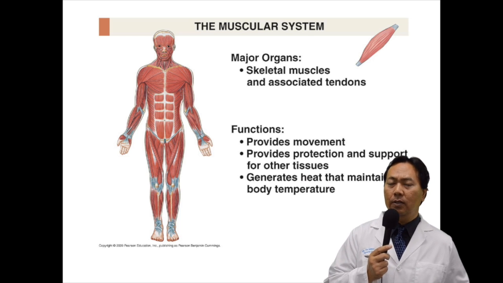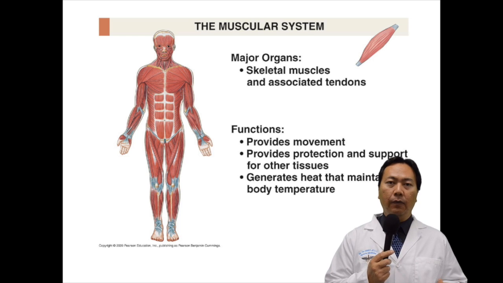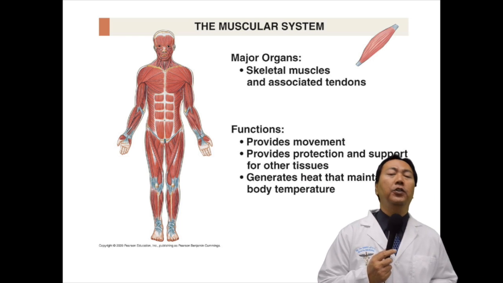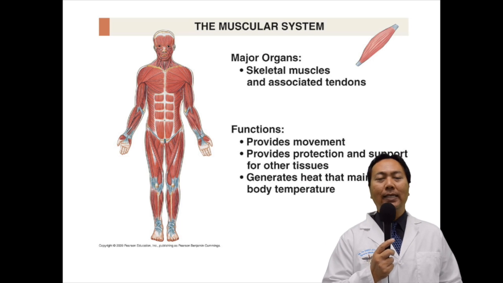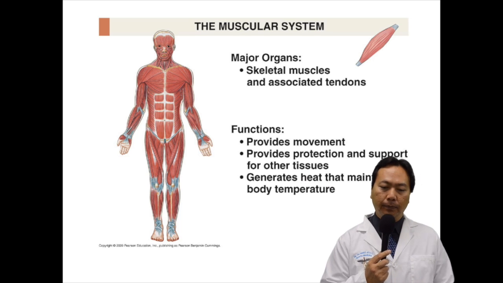Functions of the muscle system, number one, is to provide movement. Strength is another thing. Of course, we need to be able to lift and push open doors with our arms and legs. It also is very important for generating heat. So along with the skin or the integument, your muscles produce heat just as well.